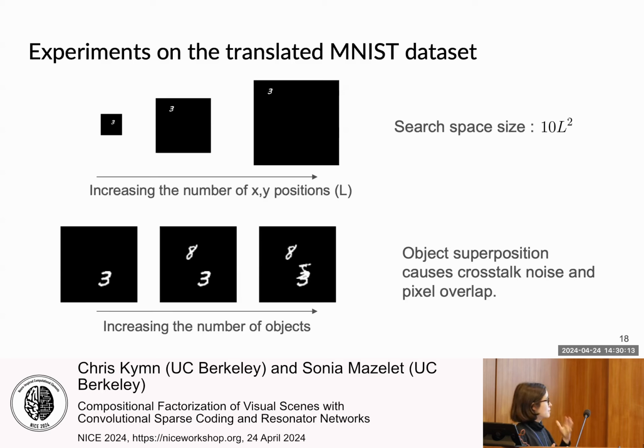The second experiment we did is increasing the number of objects that are present in the scene. This introduces two different kinds of problems for the factorization. The first one is that there can be pixel overlap between the digits, which is something that the Resonator, as we will see, is good at disentangling. And the second one is the crosstalk noise introduced by the fact that the more information we try to encode in one HD vector, the harder it is to factorize with a Resonator.